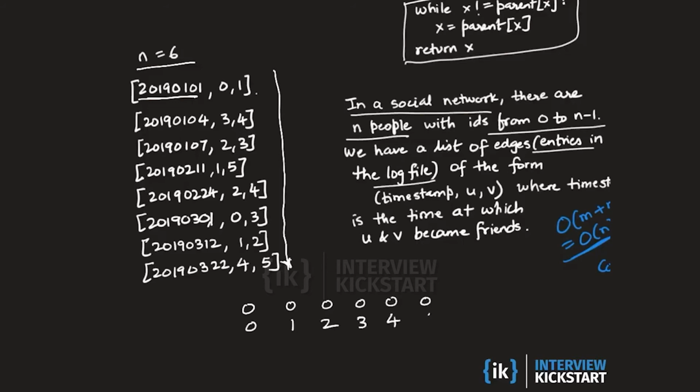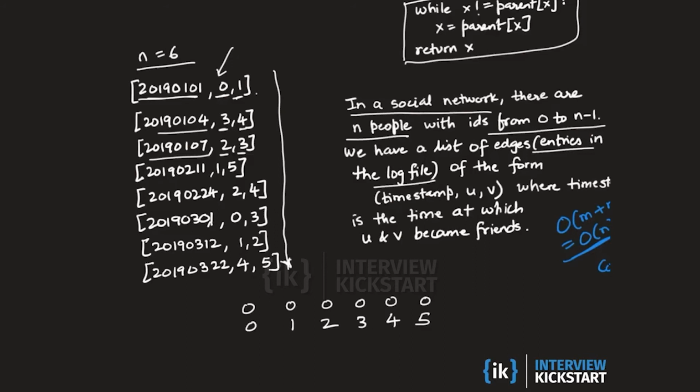So let me show them like this. And at a particular point of time, 0 and 1 became friends. Then at a slightly later date, 3 and 4 became friends. And then at the third time point, 2 and 3 became friends, and so on.